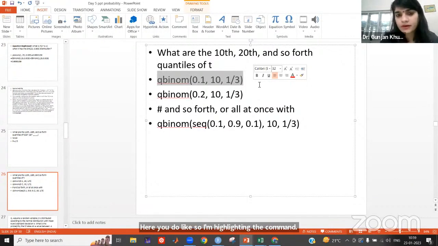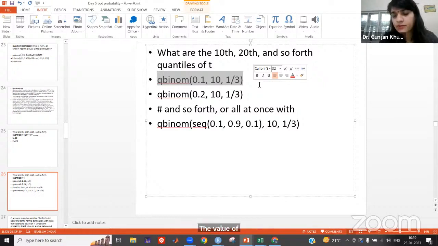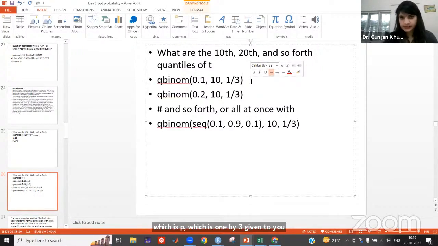It would be qbinom 0.1, comma n, the value of n which is 10, and the value of the probability of success, which is p, which is 1/3, given to you. So what is the answer in this case?